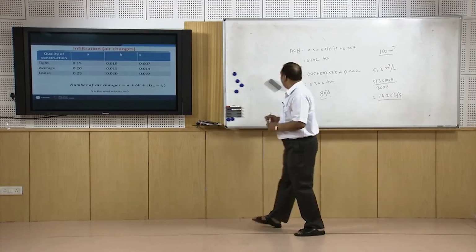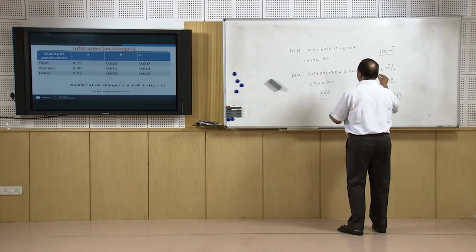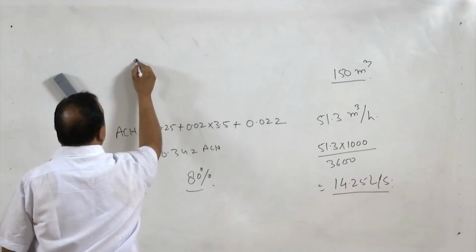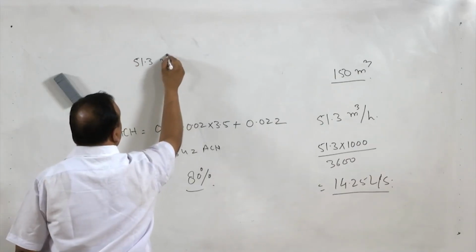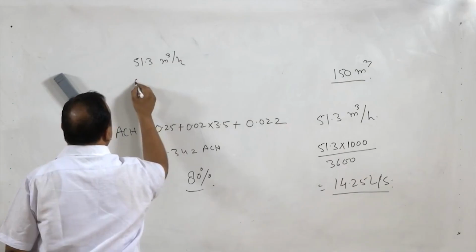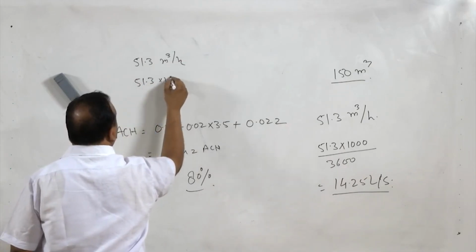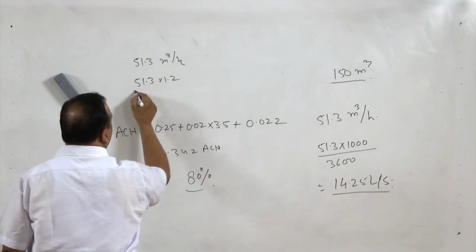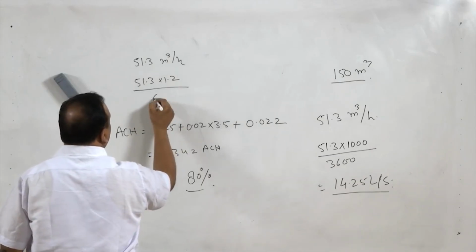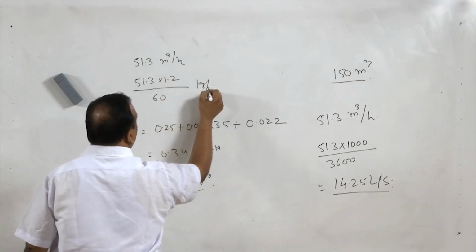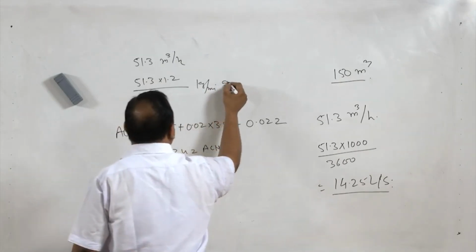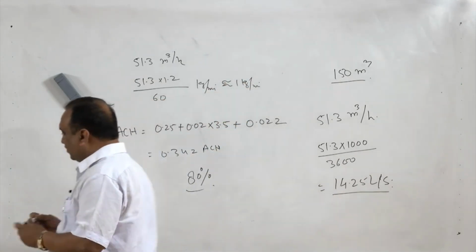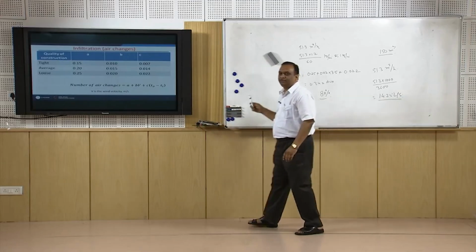The infiltration in the house, from here I will get 51.3 meter cube per hour, or 51.3 into 1.2, I have considered the density of air, divided by 60. This will give us kg per minute, and that is approximately 1 kg per minute. So that is quite considerable.